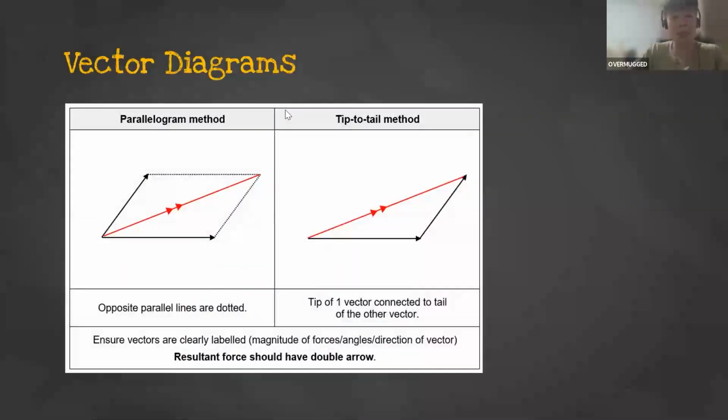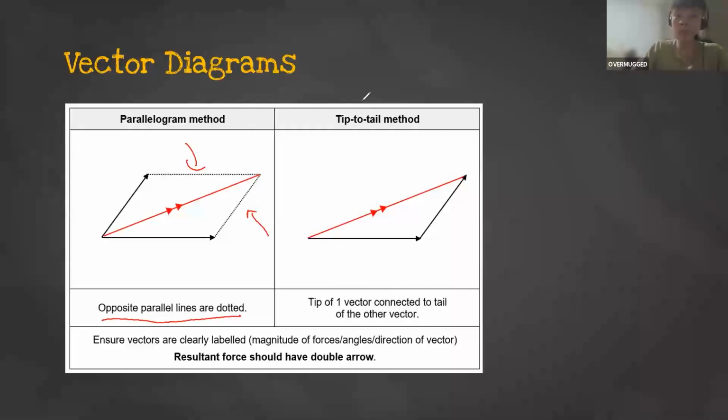Over here I won't go through how to draw a vector diagram specifically, but generally there are two different methods, the parallelogram method and the tip-to-tail method. I will just go through some exam marking points and common mistakes. For the parallelogram method, the opposite parallel lines have to be dotted. This is a common mistake and commonly marked down.